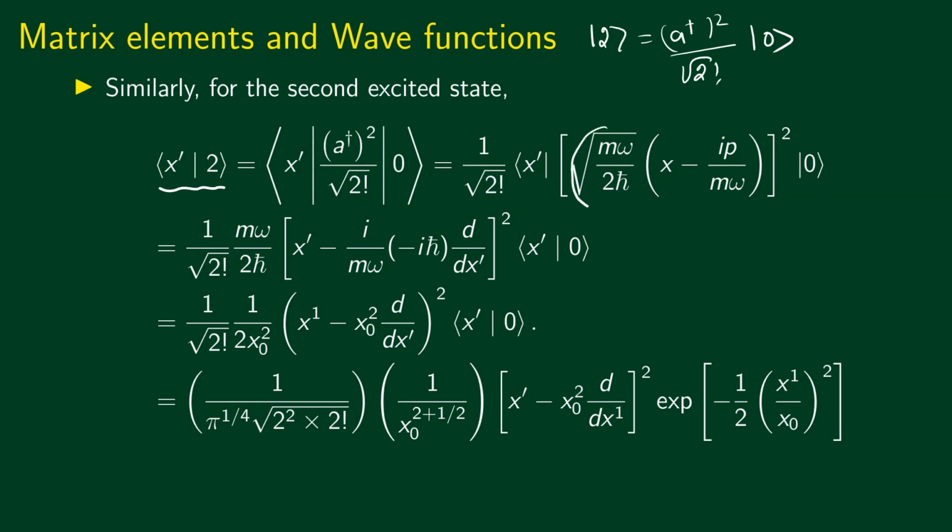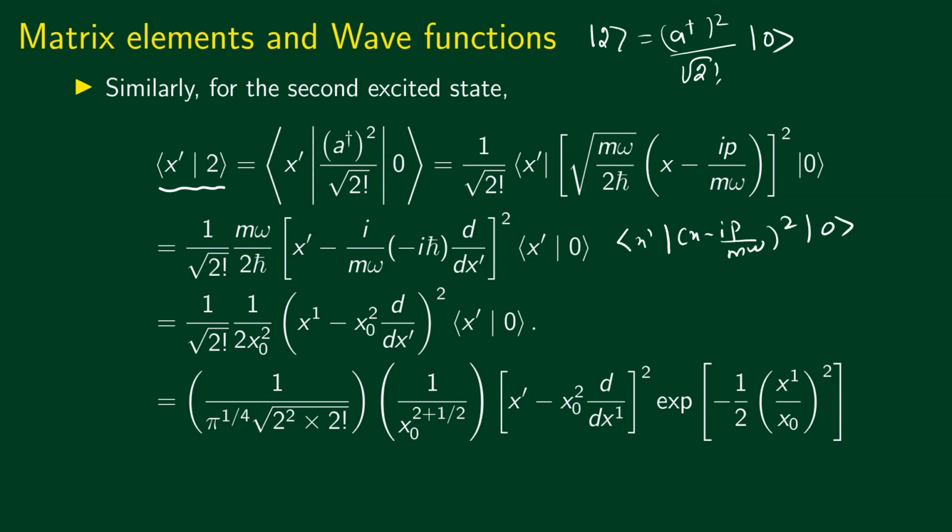Now the square root of m omega divided by 2 h bar squared can be pulled out, and outside we will have 1 divided by square root of 2 factorial, m omega divided by 2 h bar. Okay, what is left is bra x prime, x minus ip divided by m omega, squared, acting on ket 0. Here we have an operator squared acting on ket 0 in the position representation, because this operator squared acting on ket 0 gives another ket, and if you project it onto ket x prime, you get the corresponding position representation.